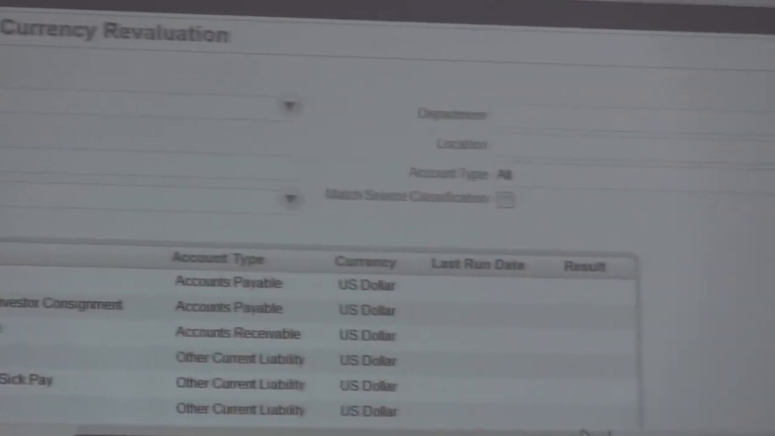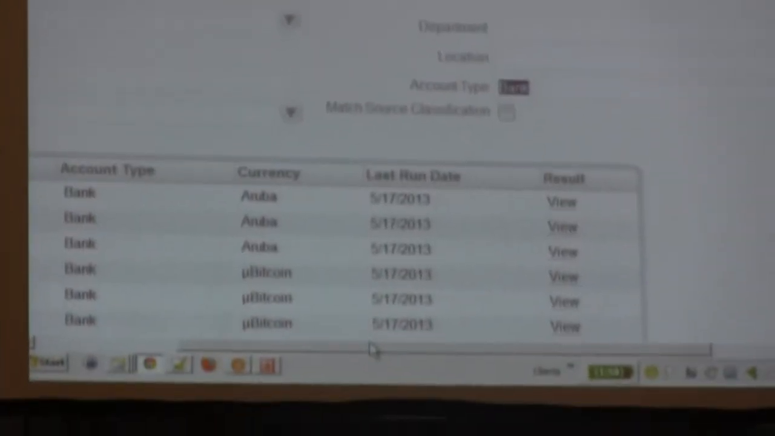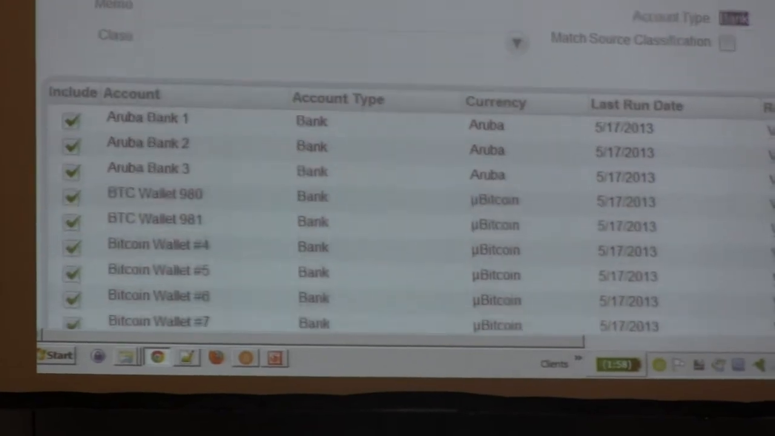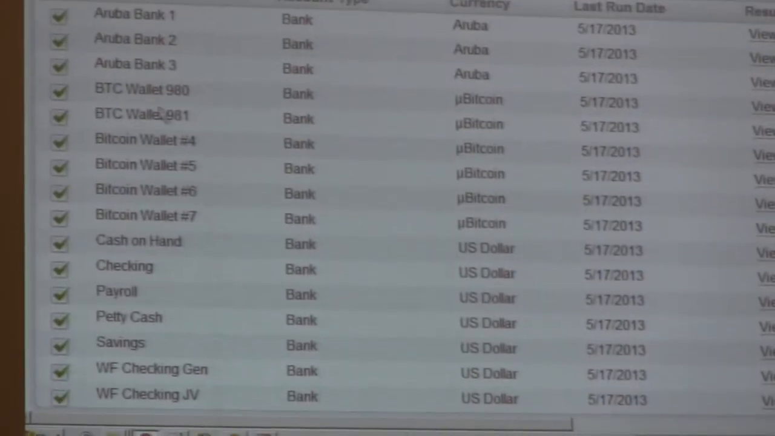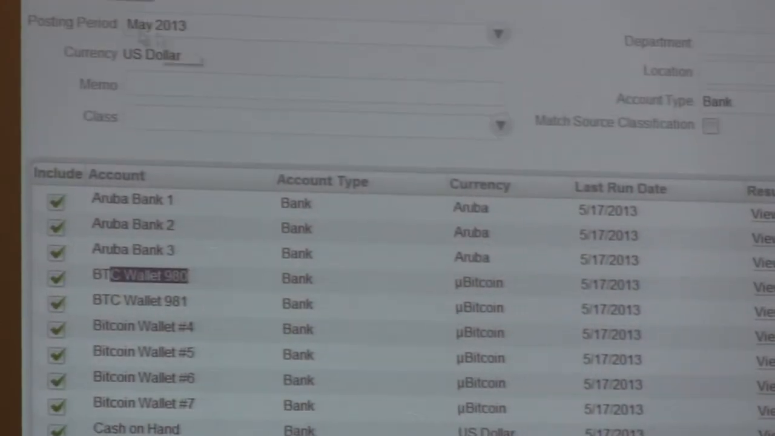Effectively, what I'm going to do here is grab all the bank accounts. Notice here I have different bank accounts in different currencies. I'm focusing on this one because I know this is where that came through. And I'm going to say save.